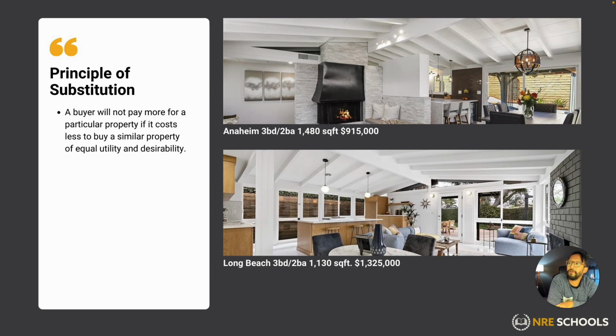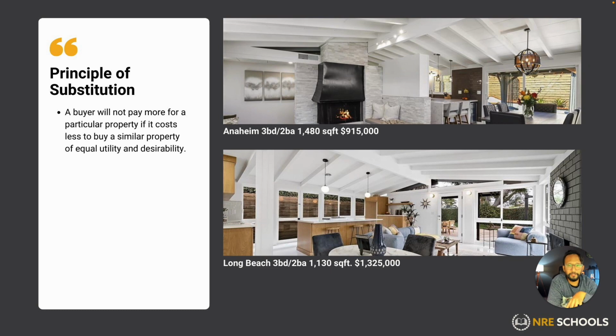I've got Anaheim, 3-bedroom, 2-bath, 1,480 square feet, $915,000. And I also have Long Beach, 3-bedroom, 2-bath, lesser square footage at $1.3 million, $1,325,000. If you notice, the columns and the beams are similar at the top here. It's because it's the same builder. I think the last name is Ross, or maybe the first name. I forgot what the name was. I probably should have known that.